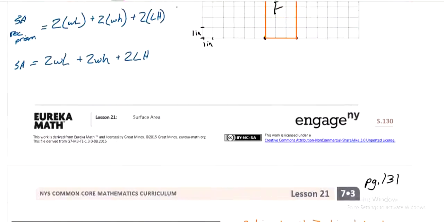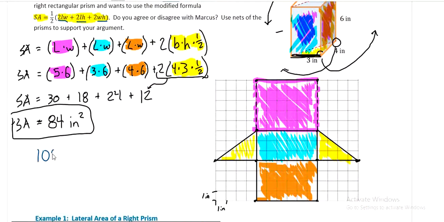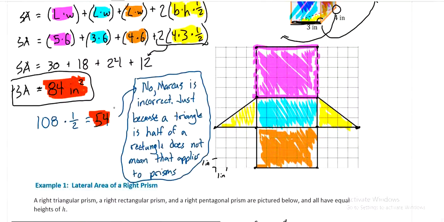So 108, or I'm sorry, yeah, 108. I'm right. 108 times 1/2 equals 54. So 54, if we use that formula, we would have got 54. 54 is not the correct area, though. We found out using the correct way, where we found the area of each shape and add them all together, that we should get 84. So we would say, no, Marcus is incorrect. Just because a triangle is half of a rectangle does not mean that applies to prisms.